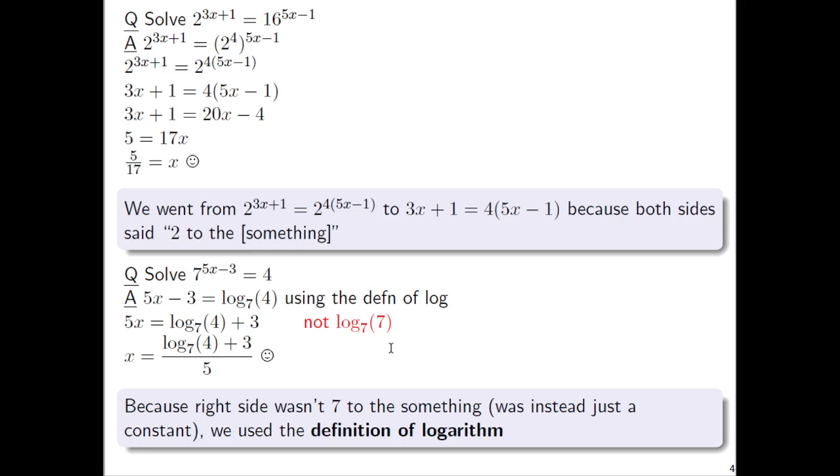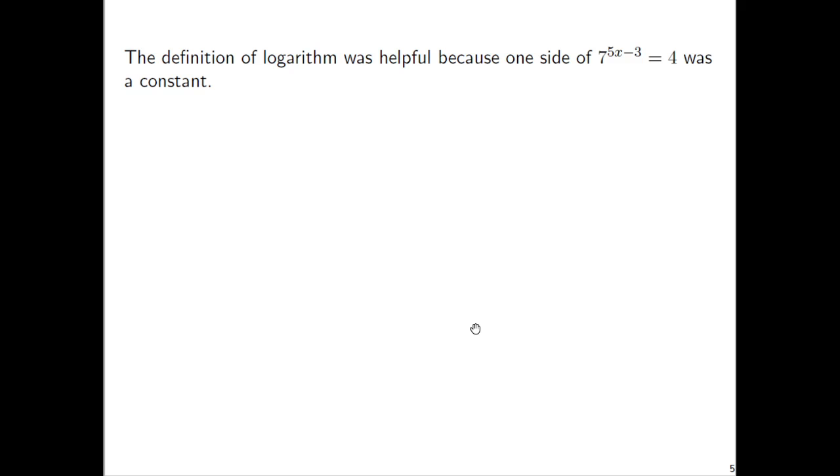Now the right side wasn't 7 to the something, right? We had just the plain old number 4, just a constant. That's why we had to use the definitional logarithm, because there was a constant on the right side. The definition of the logarithm was helpful because one side of the equation 7 to the 5x minus 3 equals 4 was a constant. Which side? Well, the right side was just the constant 4.